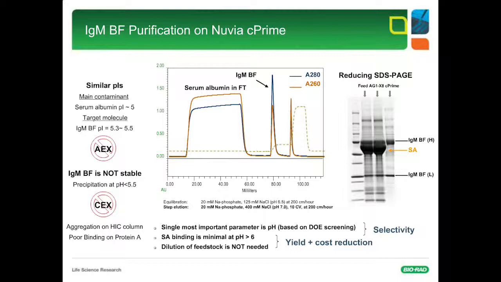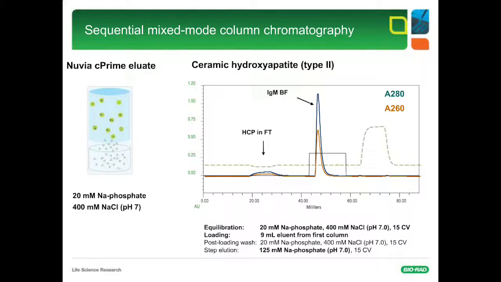And then we move on to the final polishing step on ceramic hydroxyapatite. The left-hand side of the slide shows you the eluate from NuVH-C prime. It contains 400 millimolar of sodium chloride. We load this onto the CHT column directly. With 400 millimolar sodium chloride, all the whole cell proteins appear in the flow-through fractions. And then we raise the buffer phosphate concentration to elute the target molecule.